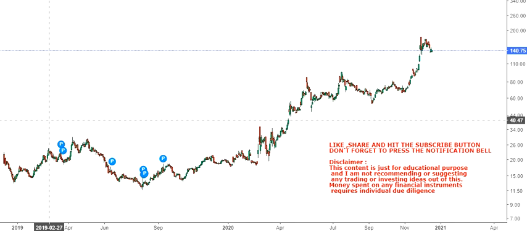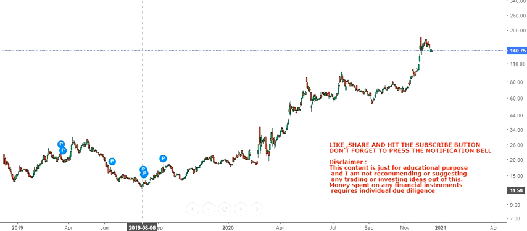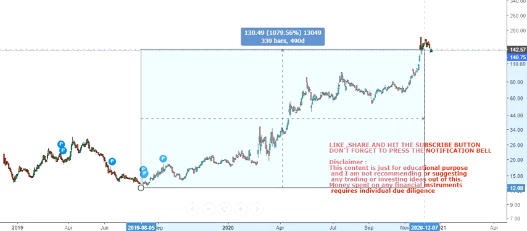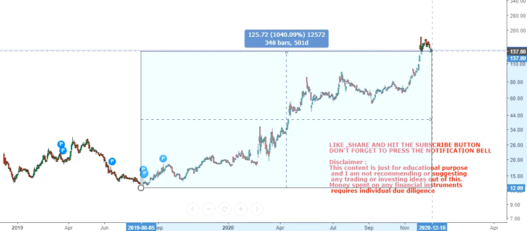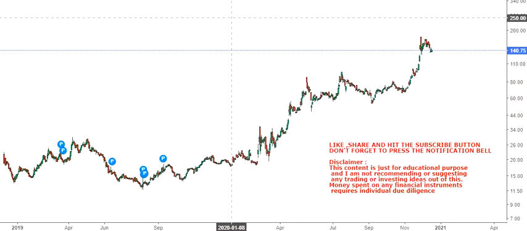Friends, in this video we are going to discuss the price chart of Moderna Inc, and this is the daily chart you can see on your screen. This chart has given a superb bounce, or I would say uptrend, since the second half of 2019, and to be precise, if you calculate the returns, it has already given you 1000% worth of return in a span of a year.